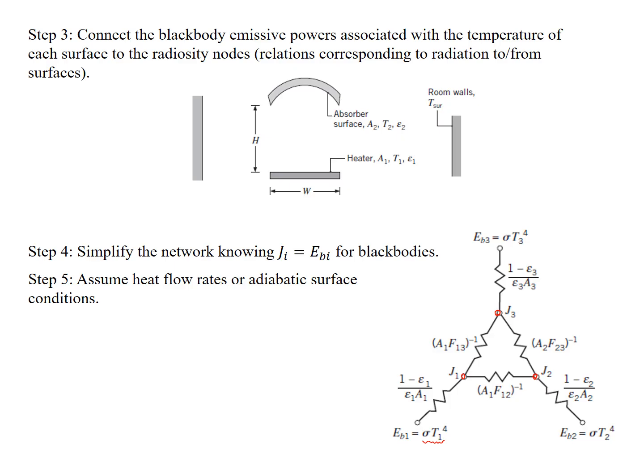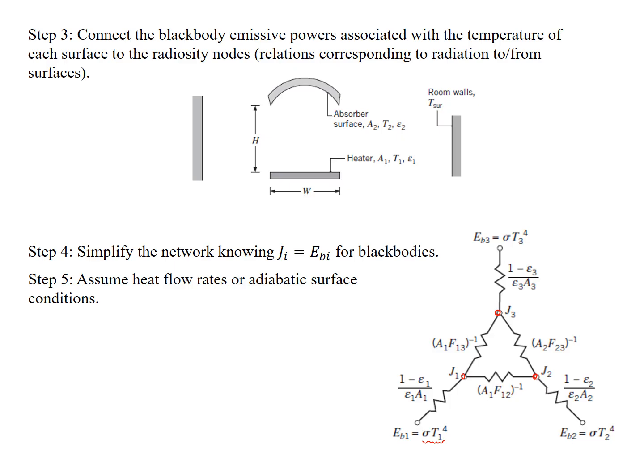Now you can see that the resistance between your radiosity and your black body potential is given to you. We already went through this. It's 1 minus epsilon of the surface, divided by epsilon times the area of the surface. Remember, this was the resistance that depended on how very different this surface is acting from a black body. The more reflective it is, or the more it differs from a black body, the larger the resistance here.